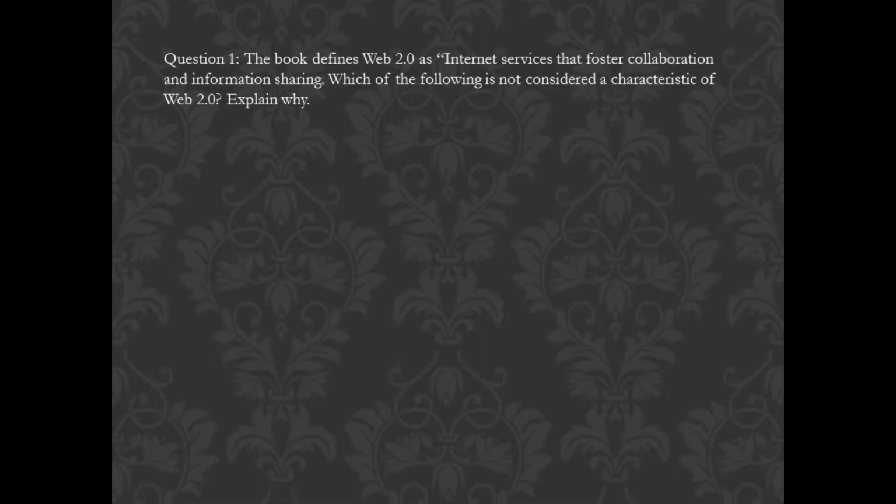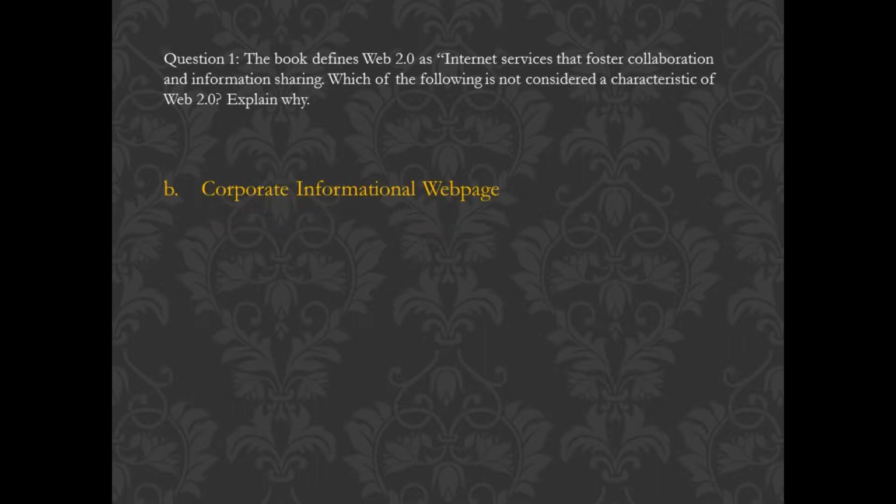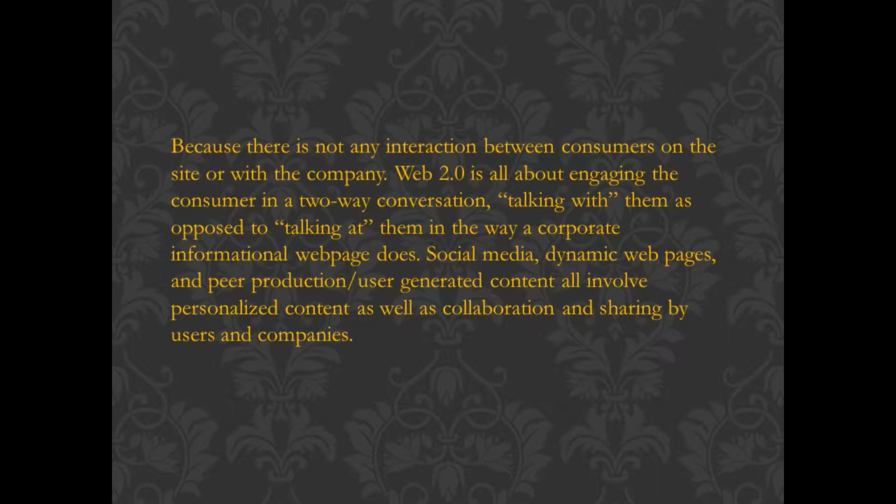The book defines Web 2.0 as Internet services that foster collaboration and information sharing. Which of the following is not considered a characteristic of Web 2.0? Explain why. Social media, corporate informational web page, dynamic web pages, or peer production user-generated content. Our answer is B, corporate informational web page.